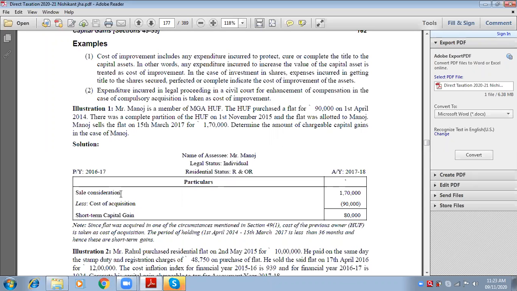Write full value of consideration, particulars, inner column and outer column. I need 3 columns. So start under particulars, you have to write full value of consideration.